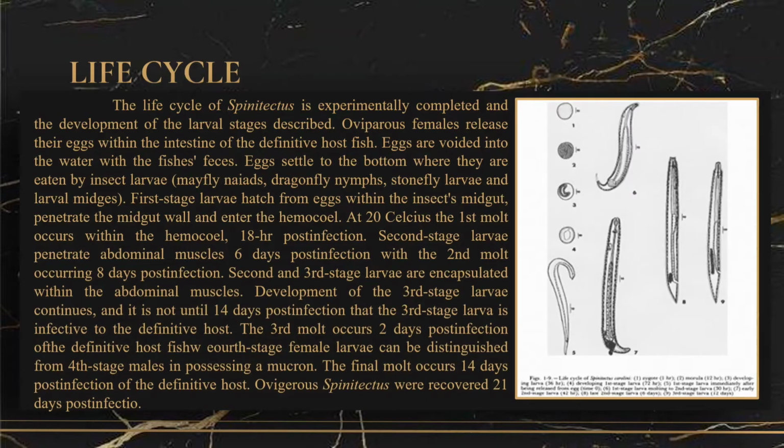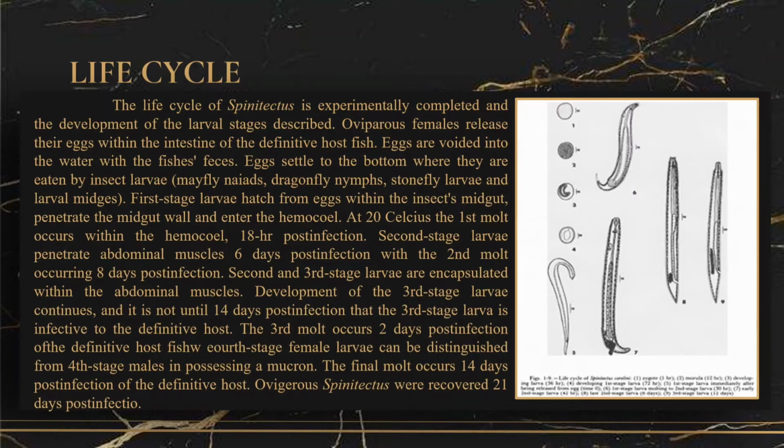And the next slide is about the life cycle. First stage, the larva that has formed in eggs within the insect midgut penetrates the midgut wall and enters the hemocoel. Second stage, the larva penetrates abdominal muscles 6 days post-infection, with the second molt occurring 8 days post-infection. Second and third stage larvae are encapsulated within the abdominal muscles. Development of the third stage larva continues, and it is not until 14 days post-infection that the third stage larva is infective to the definitive host.